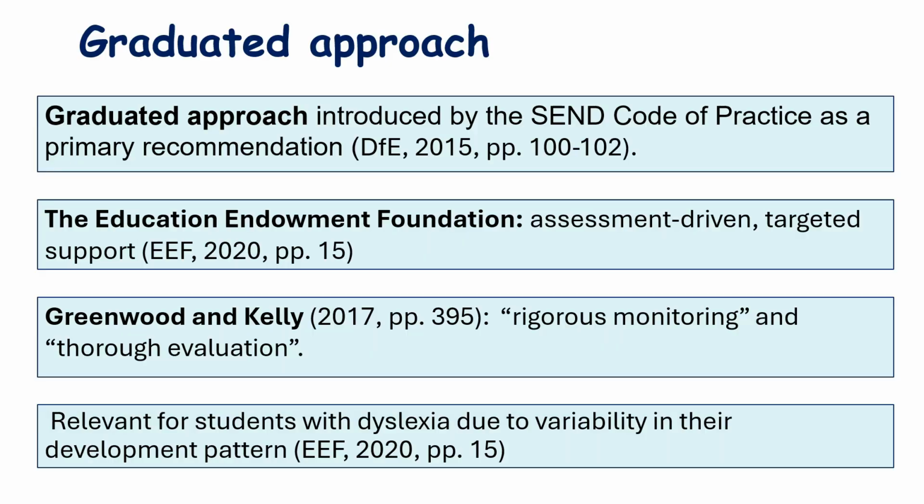The graduated approach was introduced as a key framework outlined in the SEND Code of Practice. Its four stages, assess, plan, do, review, allow schools continuous monitoring of progress and adjustment of provision in order to meet students' evolving needs. The Education Endowment Foundation guidance aligns with the logic of the graduated approach, outlining evidence of its positive impact on students with SEND.